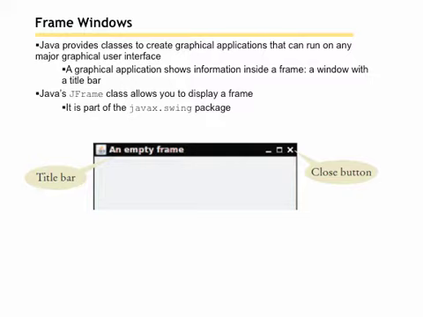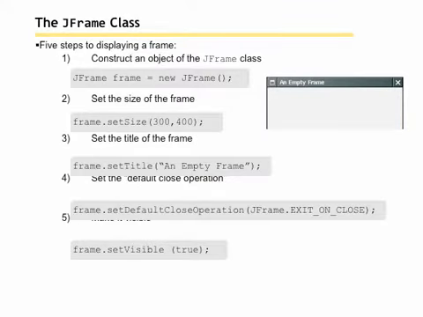So if you're using Windows, it'll look like Windows. If you're using Mac, it'll look like Mac. To construct a JFrame, there are 5 steps. The first one is to call the constructor of the JFrame class. So JFrame frame equals new JFrame. We call it frame. It's just kind of traditional, but you can call it whatever you want. You can call it window, anything. Frame is convenient. Then you set the size of the frame.